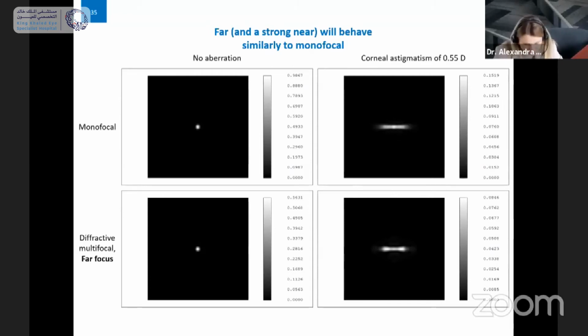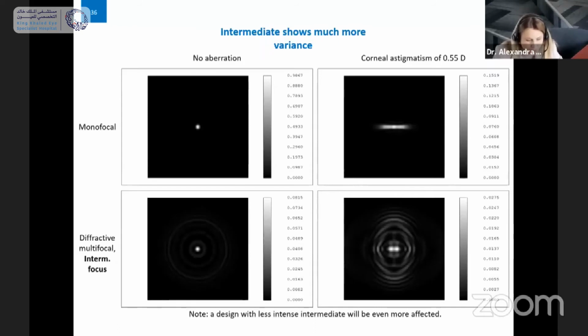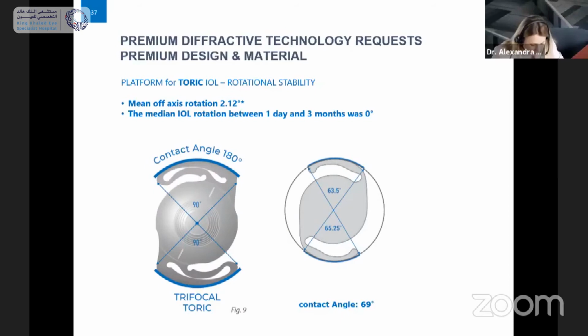difference as for the halos, but if we are just looking at intermediate focus, there is a big difference between monofocal, between no aberration and with aberration. So you can see here that this might be the cause of dissatisfaction of the patients who are not implanted with toric IOL, and that's why I think each producer should pay attention not only to the technology but also to the platform, which should be optimal for toric IOL when we are talking about trifocal and trifocal toric.